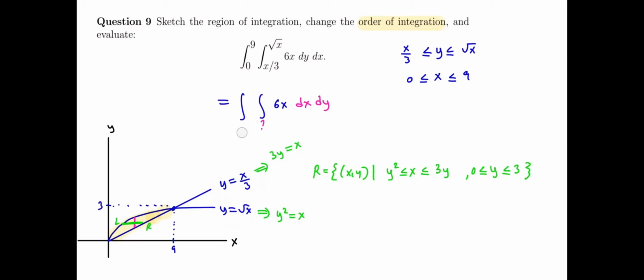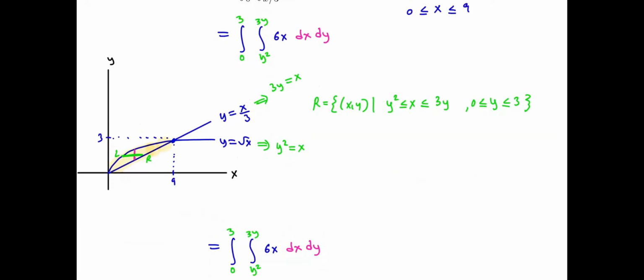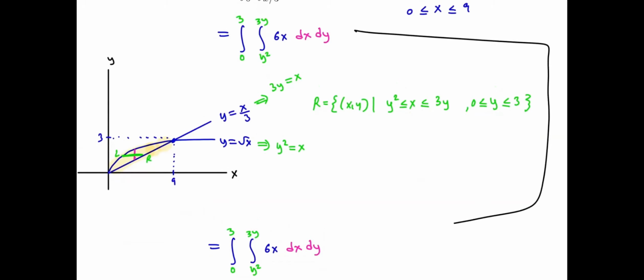Okay, so let's go ahead and substitute them right here. So x is going from the lower limit y squared to the upper limit 3y, and y is going to go from the constant 0 to 3. So that's how you switch the limits of integration. Now let's proceed with the integration. So hopefully you got this. So continuing on here, the work for the integration will continue right here.